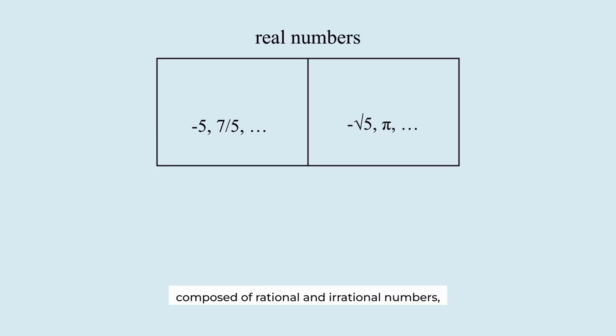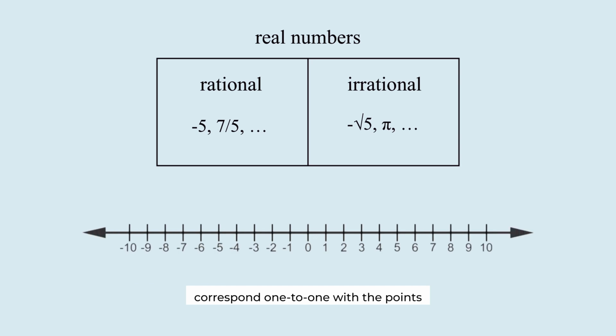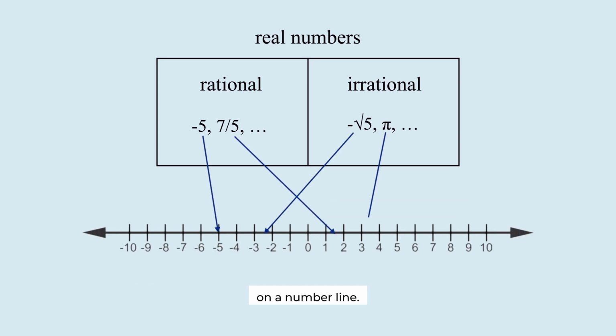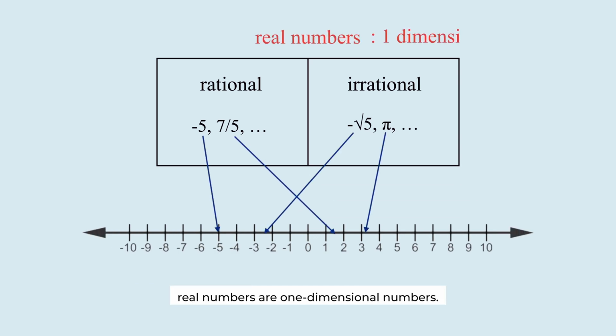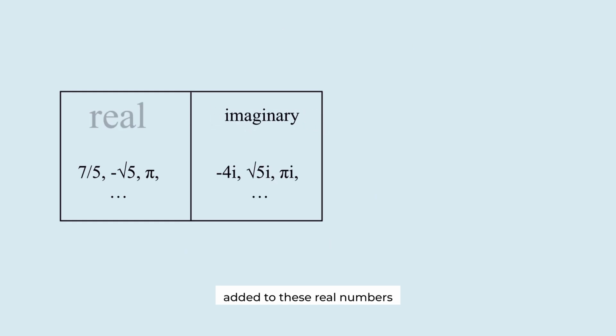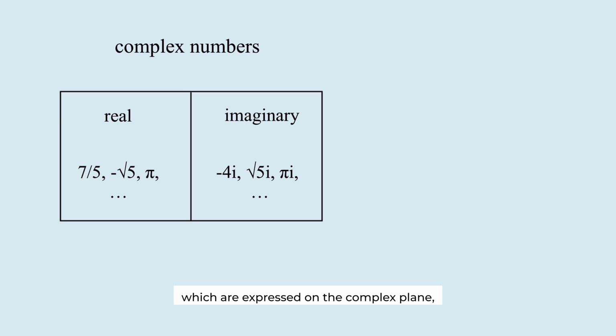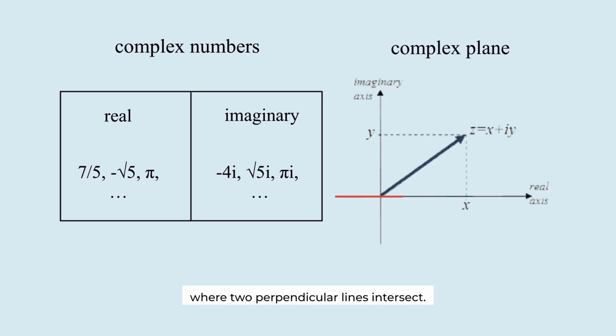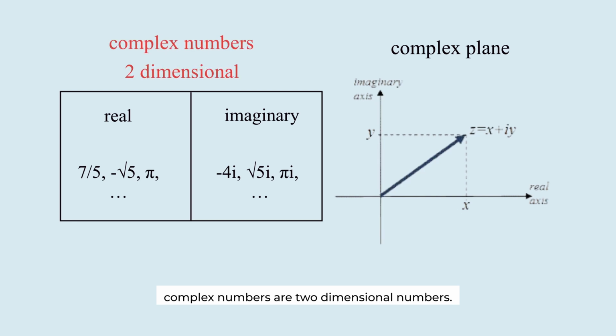Real numbers, composed of rational and irrational numbers, correspond one-to-one with the points on a number line. Real numbers are one-dimensional numbers. Numbers with imaginary parts added to these real numbers are called complex numbers, which are expressed on the complex plane, where two perpendicular lines intersect. Complex numbers are two-dimensional numbers.